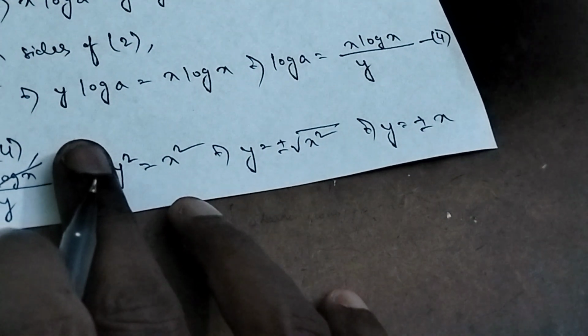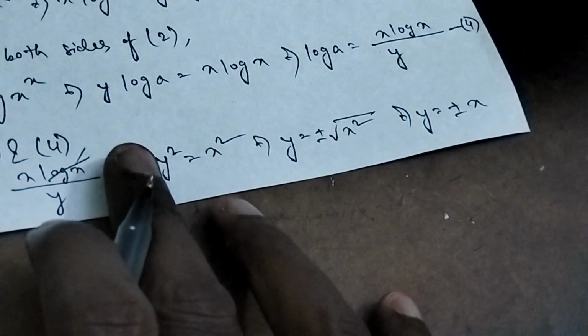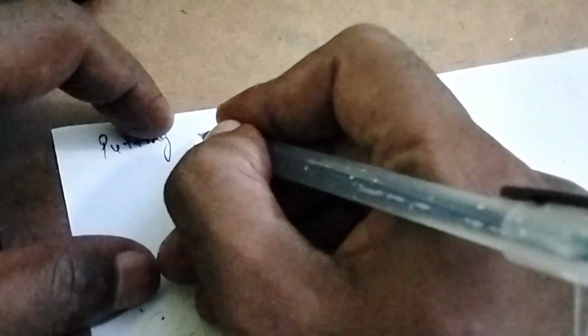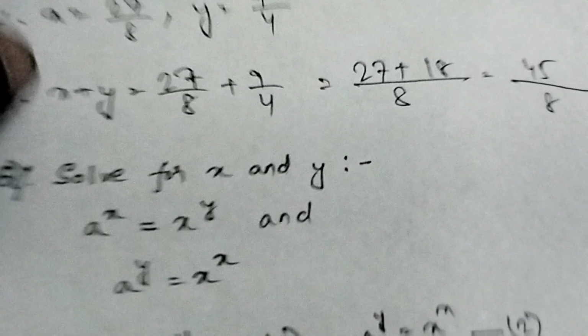So y will be plus minus x. Clear? So now what will I do? Putting y is equal to plus x in 1.